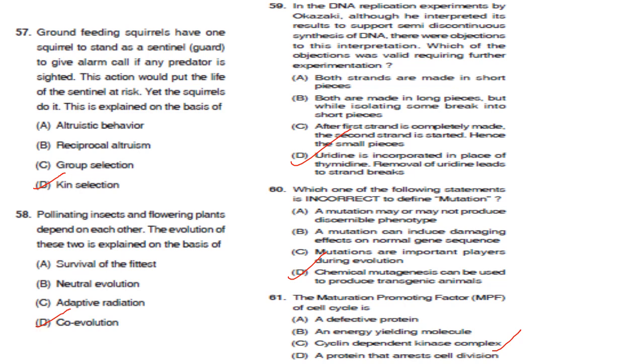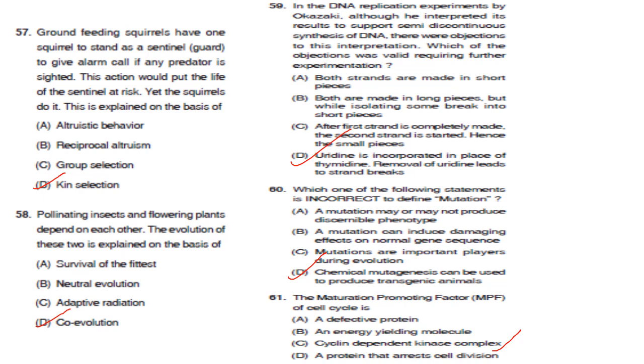Then pollinating insects and flowering plants depend on each other. The evolution of these two is explained on the basis of, it is coevolution. Answer is option D. And coevolution occurs when two or more species reciprocally affect each other's evolution through the process of natural selection.